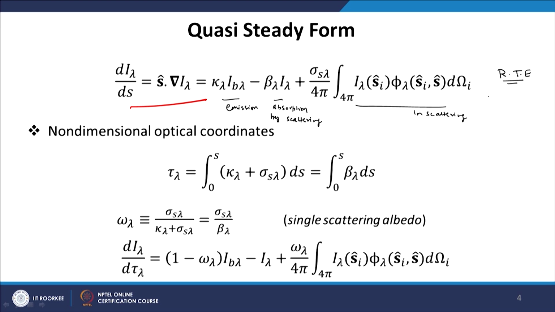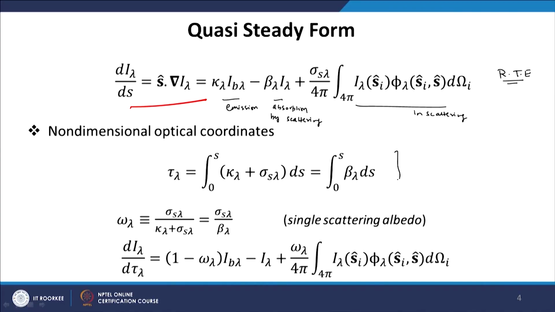We non-dimensionalize the radiative transfer equation by introducing the optical depth tau lambda. We have already defined it in terms of the extinction coefficient. We define one more non-dimensional parameter, omega lambda, which is the ratio of the scattering coefficient sigma s lambda and the extinction coefficient beta lambda. This ratio is called the single scattering albedo, a measure of scattering relative to extinction.